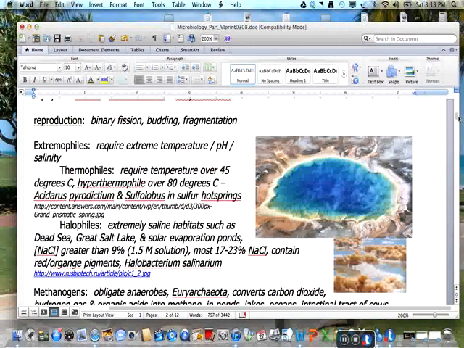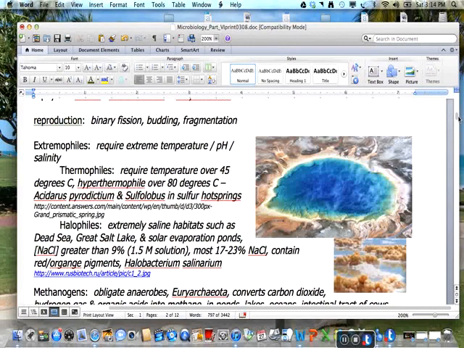Many archaea are extremophiles, which require extreme temperatures, pH, or salinity. The thermophiles require a temperature over 45 degrees Celsius, and the hyperthermophiles need over 80 degrees Celsius. Acidianus, Pyrodictium, and Sulfolobus are all found in sulfur hot springs.